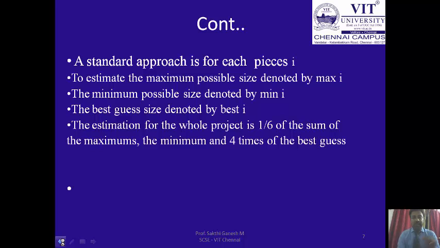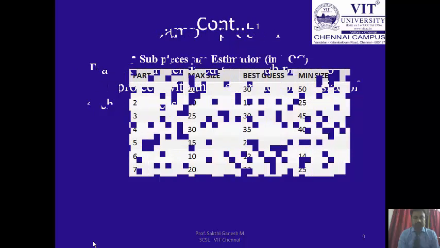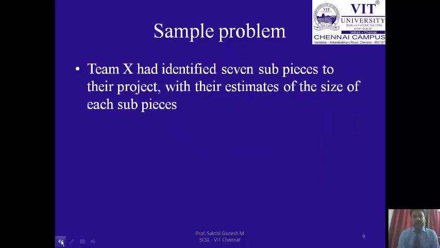One is the maximum elements of the project, the minimum elements of the project, and the best guess of the project. This can be done by experience, by lines of code, or by comparing with existing projects. The formula for standard deviation is SD equals the square root of SD1 squared plus SD2 squared plus SD3 squared and so on, where SD of each piece I is (max minus min) divided by 6.